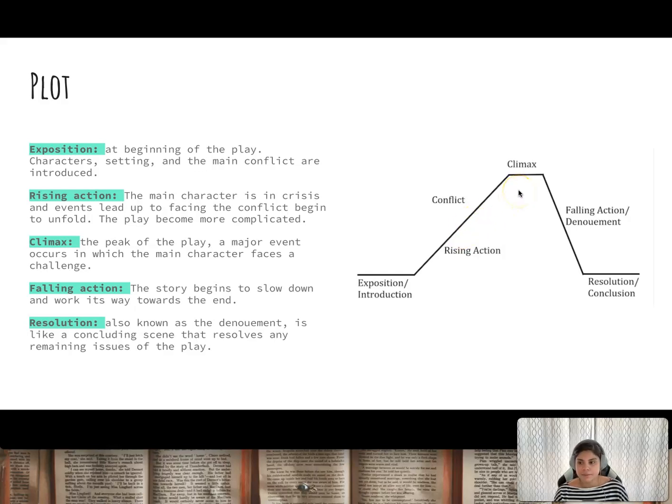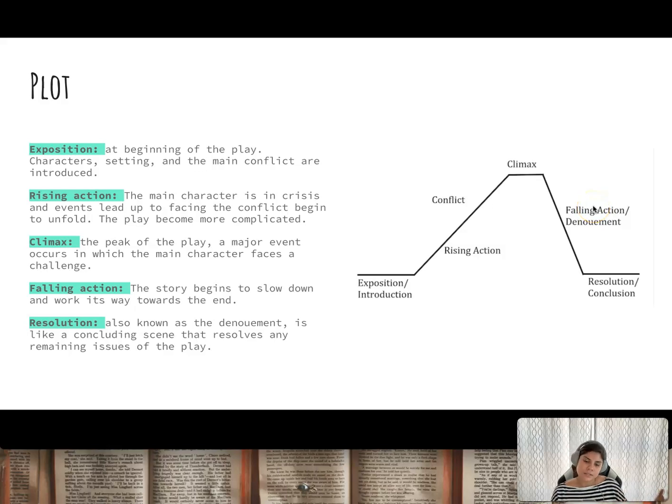Next, we'll have the climax. Now, the climax is usually the story's turning point. So this is the peak of the play. This is essentially like what we are waiting for as we are, say, going up a roller coaster, and then you get to the very top, and that is the climax of a play. And this is a major event that will usually occur in which the main character will face some sort of challenge that changes the rest of the outcome of the character's situation.